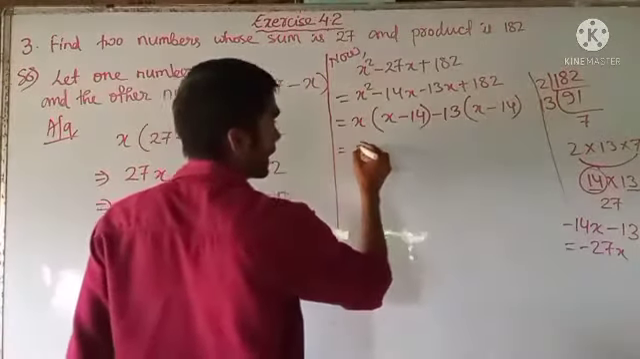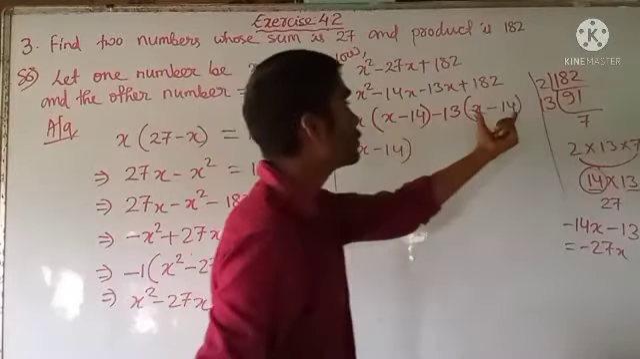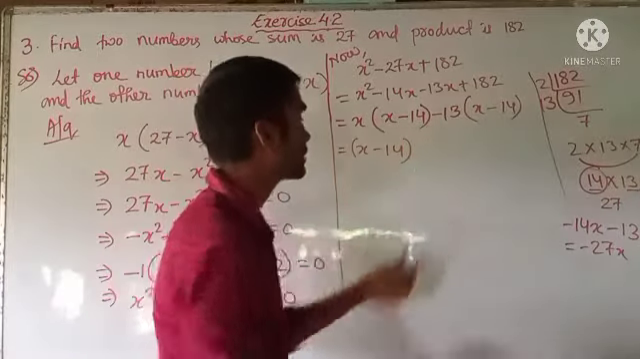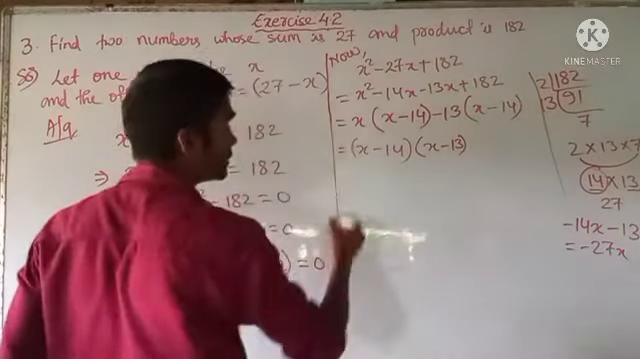Now x minus 14, from these two terms we are going to pick up one common factor, that is x minus 14. Now the left thing is x minus 30. So x minus 30.